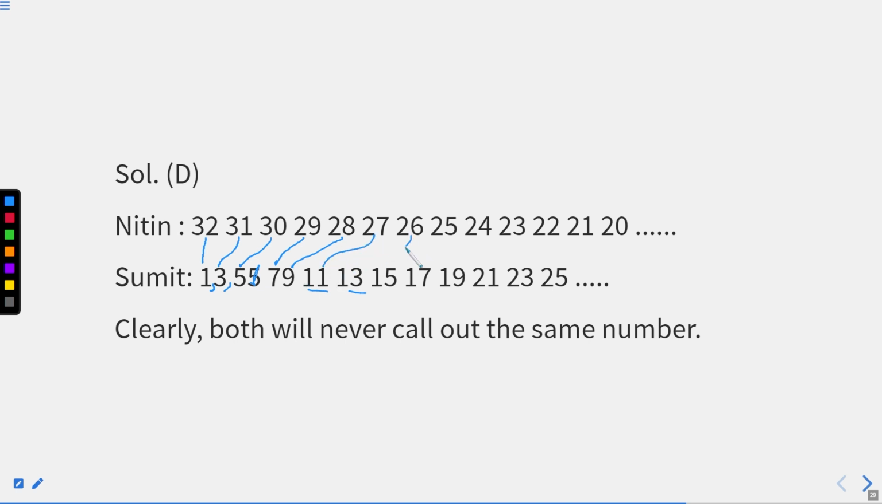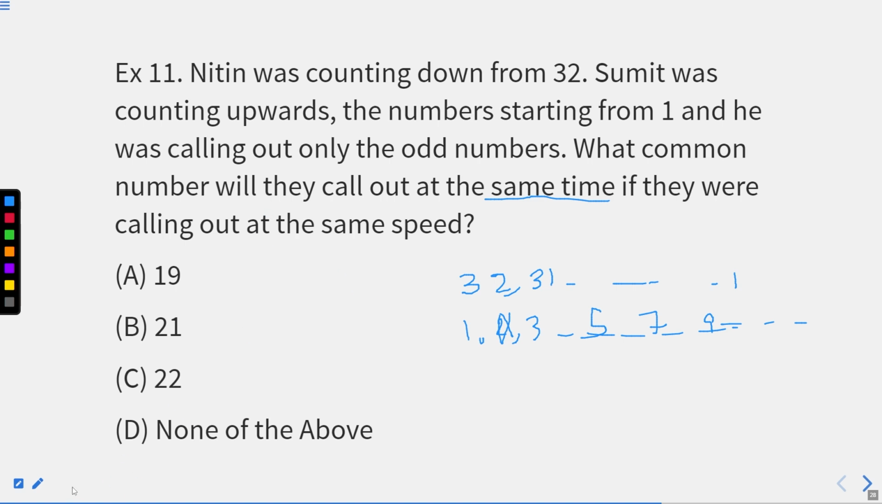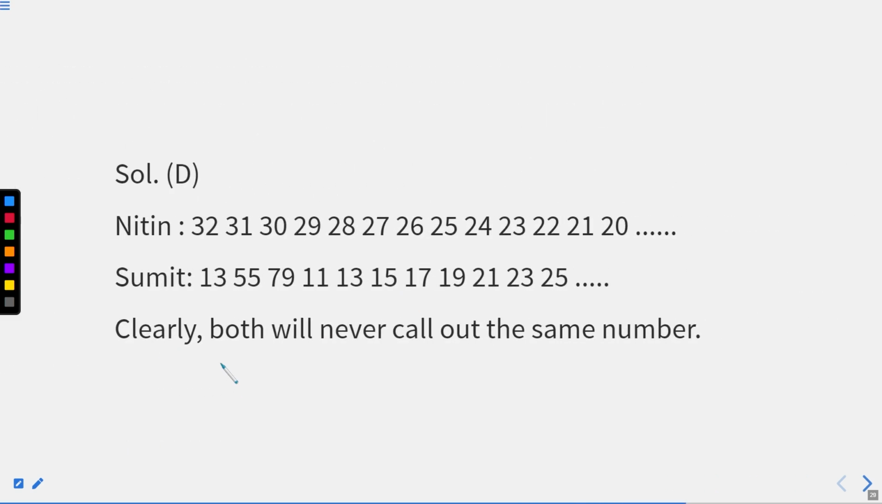If we go on, we are able to figure out that 24 is matching with 17, 23 is matching with 19, 22 is matching with 21 and 21 is matching with 23. We have already crossed the number, but still we didn't find any number announced at the same time. So it is very clear that both will never call out the same number. I hope if you read the question, you are able to understand it well. So here the answer will be none of the above. Neither 19, nor 21, nor 22. We have checked for each number, right? So the answer will be none.